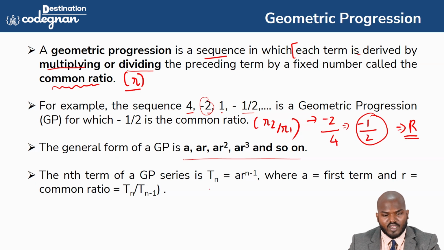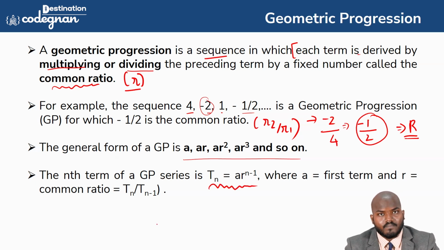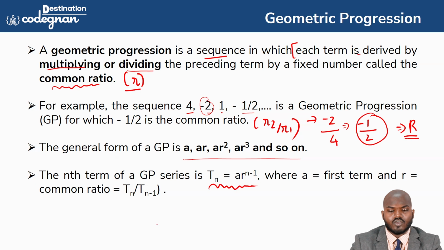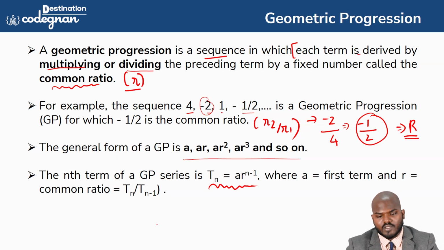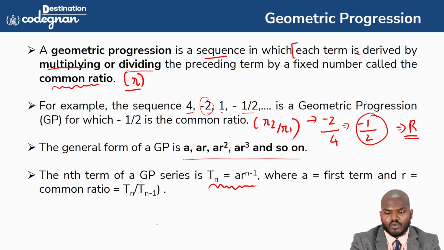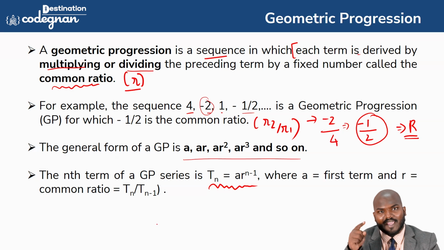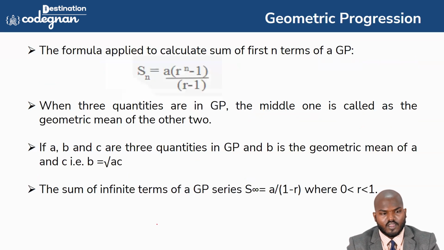Next, this is a very important formula to find the nth term of a GP. There we used the nth term A plus (n minus 1) into D. Here you need to use A R to the power n minus 1, where A is the first term and R is the common ratio, that is, Tn over Tn minus 1. Please take down all the basic formulas in your notes. We'll move on to the next one.